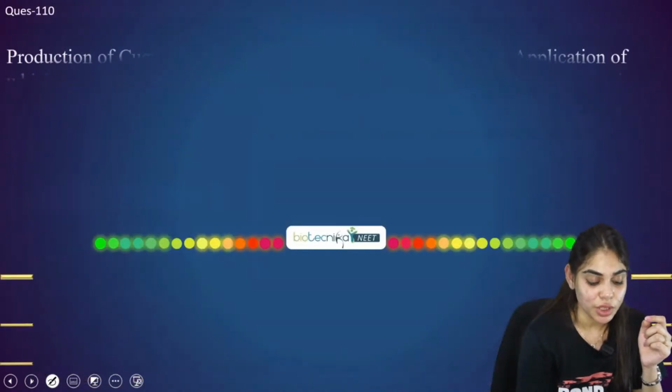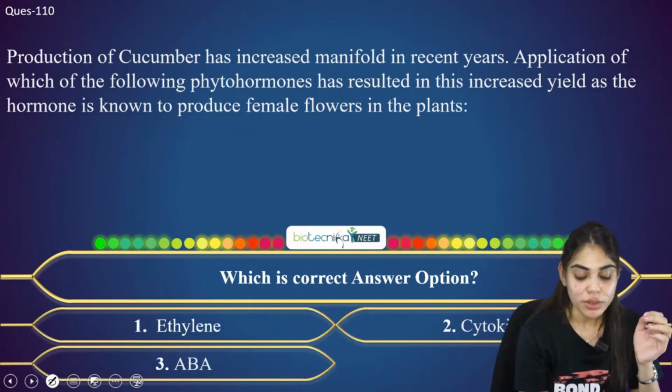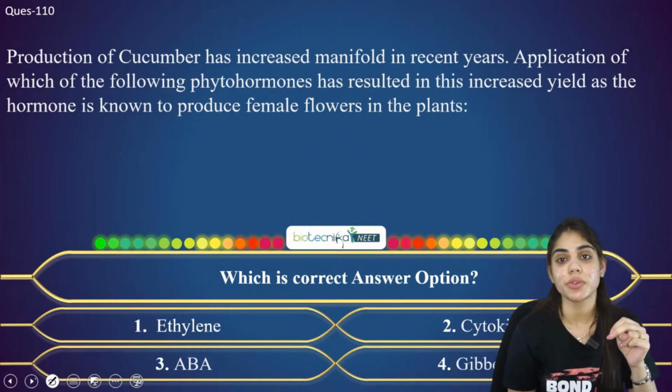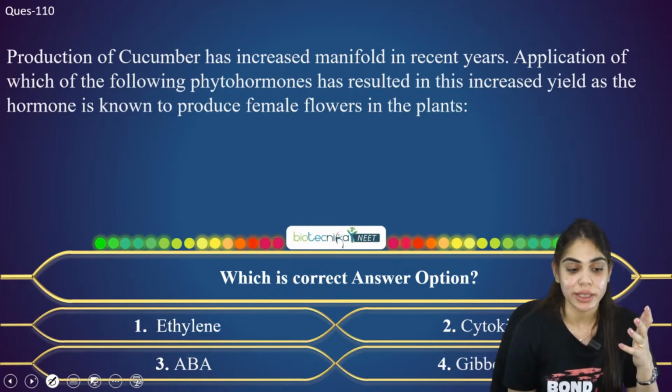Now let's move to question number 110, that is the 10th question under botany. Again, you can see this is the second question from phytohormones. Production of cucumber has increased many-fold in recent years.